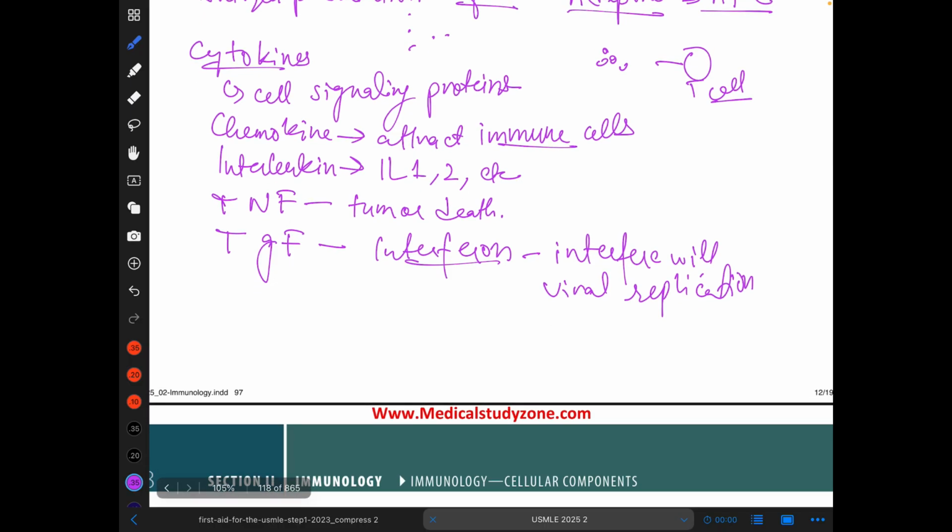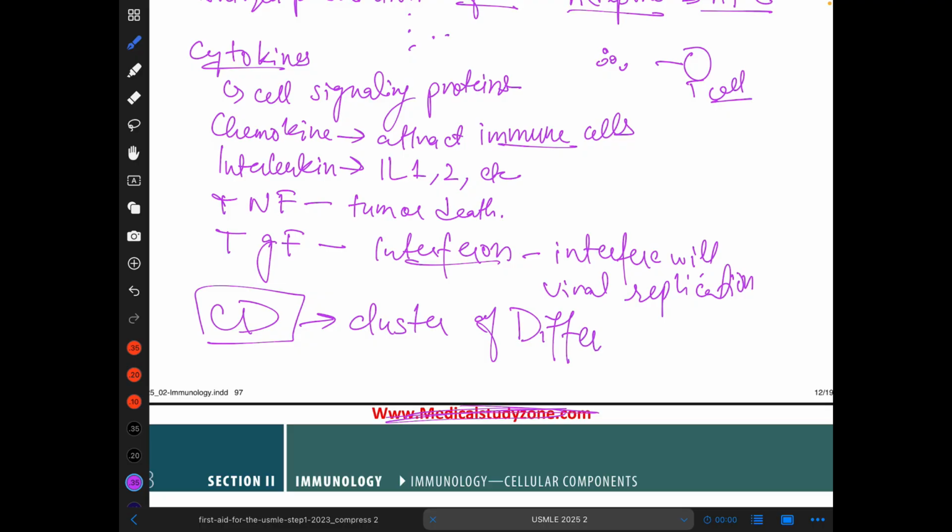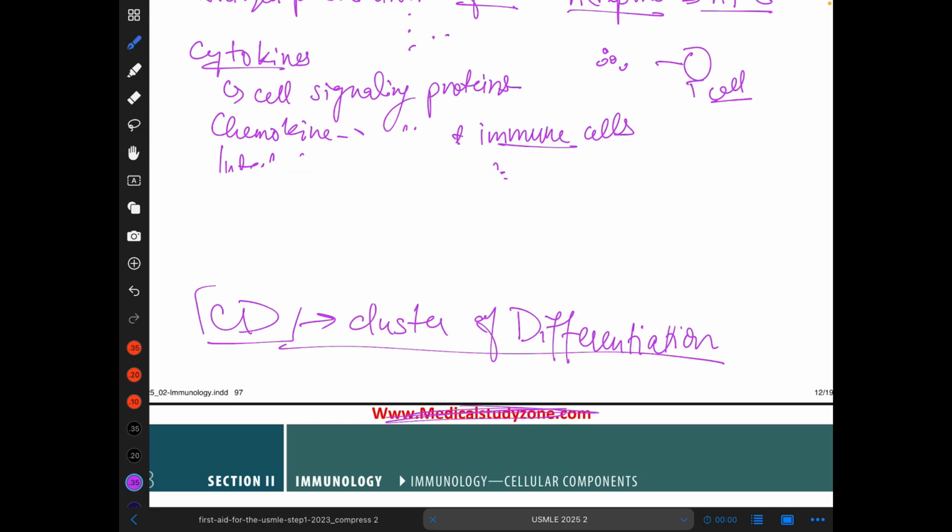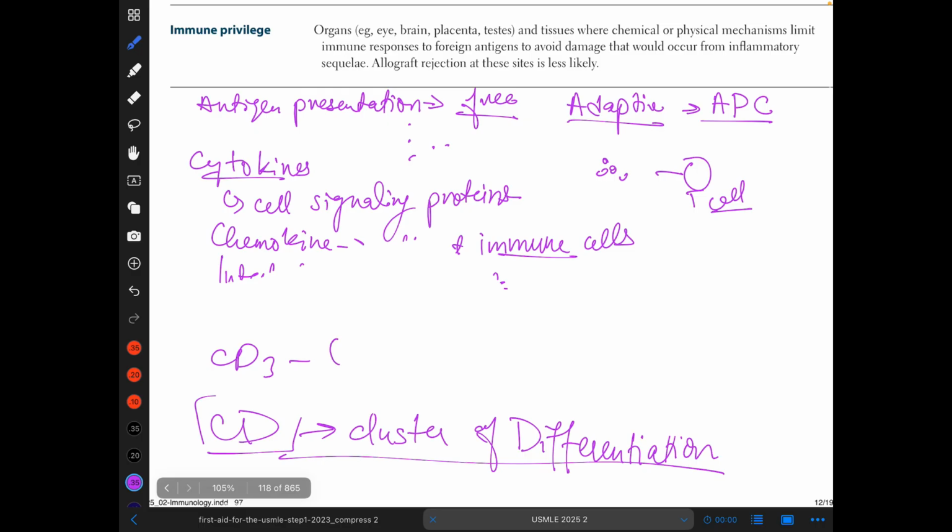And most of this you guys study like CD. CD means cluster of differentiation. These clusters of differentiation are surface molecules like CD3, CD4 and CD8, etc., found on many immune cells like T cells and B cells, and used to identify cell type. Some are used as receptors for cell binding.